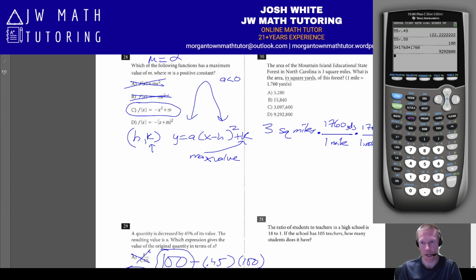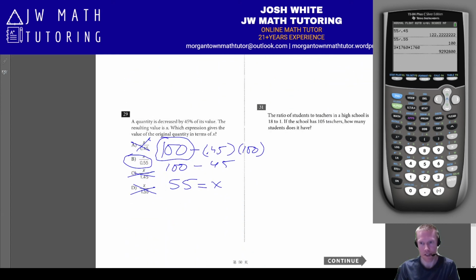And it comes out to 9,292,800 square yards. And the correct answer is letter D. No more work is needed. Move on to the next problem.